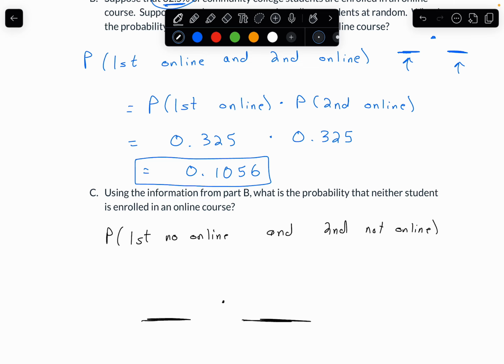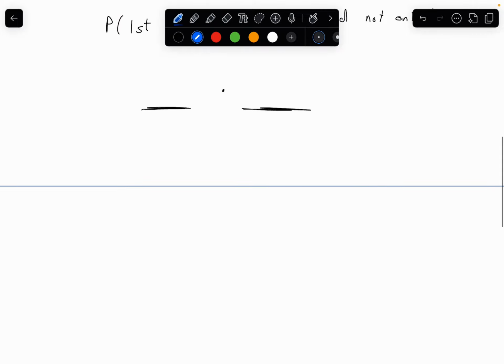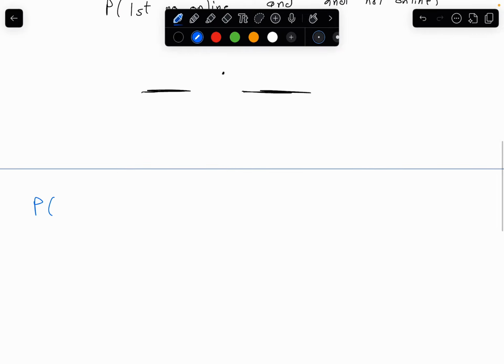Well, if I want to do this, it would be very helpful to figure out what the probability that someone is not enrolled in an online course is. What's nice is they gave us the probability that the student is enrolled in an online course. It's 32.5%. So I'm going to do a little bit of scratch work down here. I'm going to scroll down a little bit further. Let's write it out this way. The probability that they are in online was 32.5%, or 0.325.